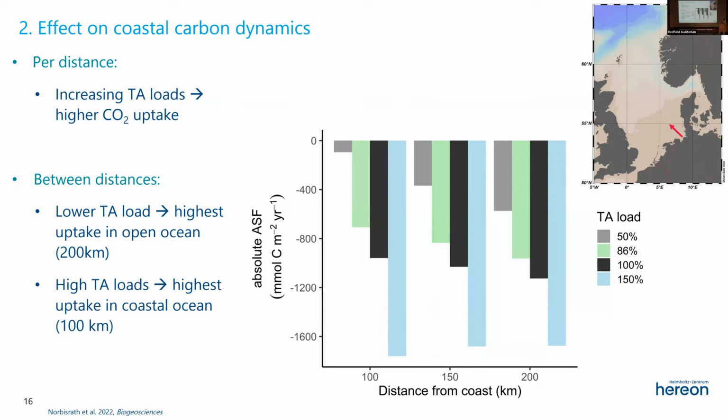However, when we increase the alkalinity load strongly, like we did with this 150% increase, this changed, and we now have a higher carbon uptake in the coastal ocean. So stronger alkalinity production in the coastal or adjacent zones of the North Sea would lead to a stronger carbon uptake in the coastal ocean.